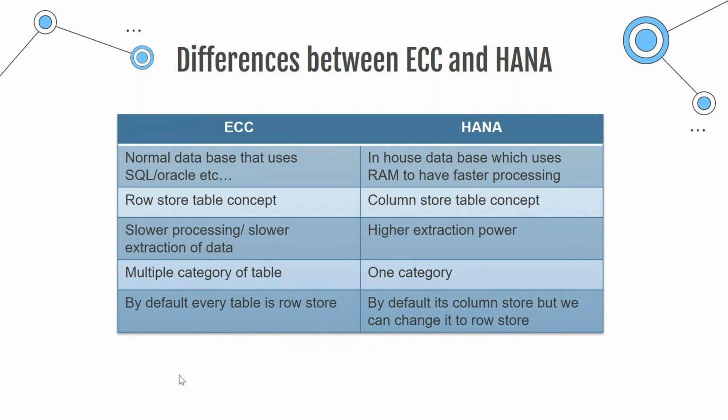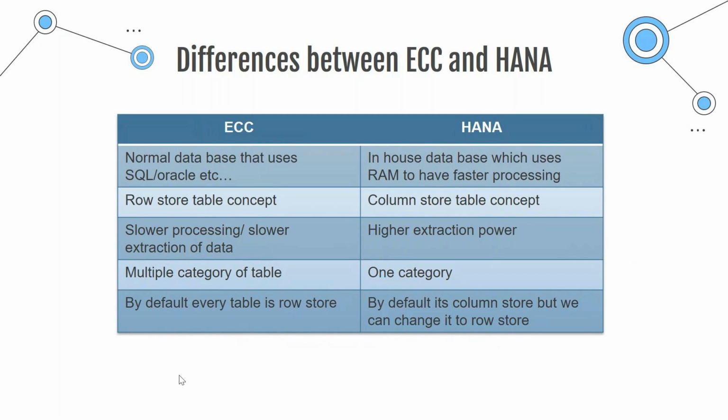Okay, so first of all, in the ECC system we had normal databases or third-party databases. These databases were mostly SQL databases or Oracle databases. Whereas in the upgraded new S4 systems we'll have the HANA database. The HANA database is created by SAP themselves. Till ECC, SAP used to use third-party databases. After evolving into S4 systems, they created their own database with the name HANA.